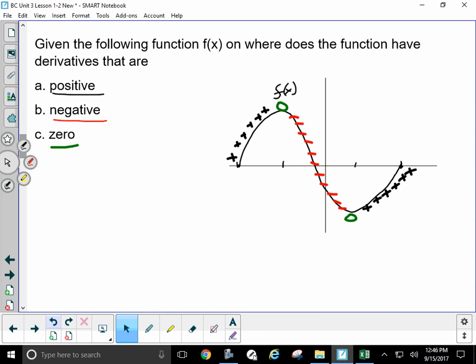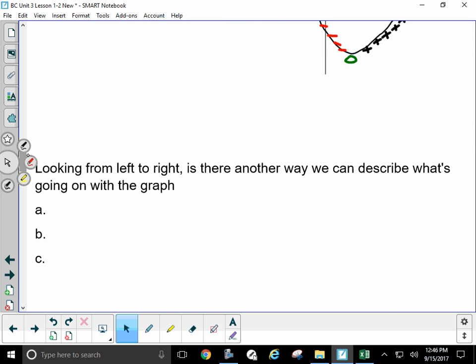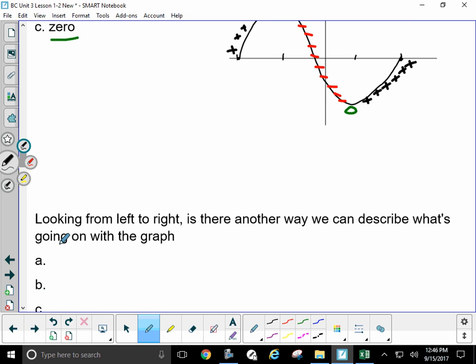Now, if you look at this function from left to right, how can you describe this function? This function is going up when the derivatives are positive. This function is going down from left to right when its derivatives are negative. Do we notice that? It is neither going up nor down when the derivative is 0. Okay? So, when its derivatives are positive, we are going up.